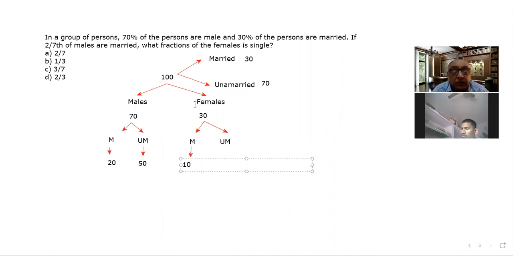Now there are a total of 30 females. Out of 30 females, 10 females are married. And how many females are unmarried? 20 females are unmarried. So the question is, what fraction of the females is single? Out of total 30 females, 20 are single. That means 20 upon 30, so the single females are 2/3 of the total number of females in the group. So this is the way to solve this question.